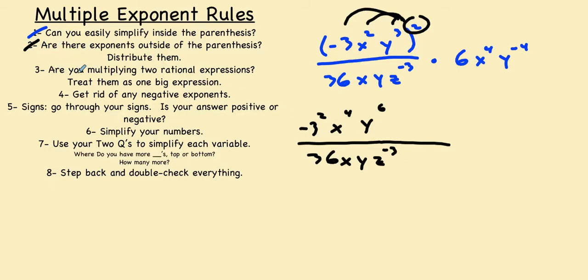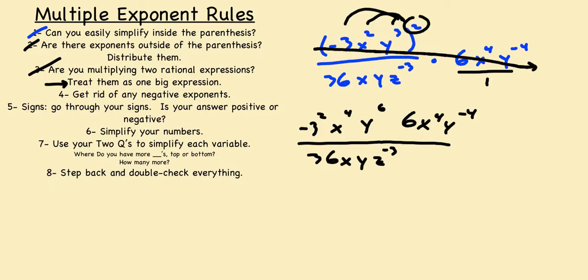And now I'm done with that one. Now here's where rule number 3 comes in. Are you multiplying two rational expressions? And I definitely am. So my suggestion is treat them as one big expression. So I have a 6x to the 4th, y to the negative 4th, because don't forget this is over 1. So I'm just going to bring that right into my fraction, because if I multiply, I'm going to go straight through the top anyway and multiply that, and then go straight through the bottom anyway and multiply that, and it's going to be one big fraction anyway. So let's just cut to the chase and get it done.